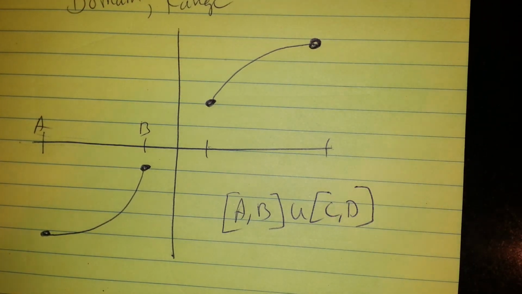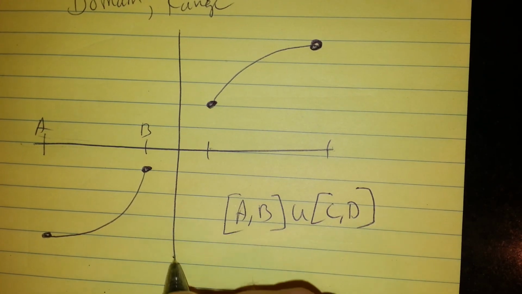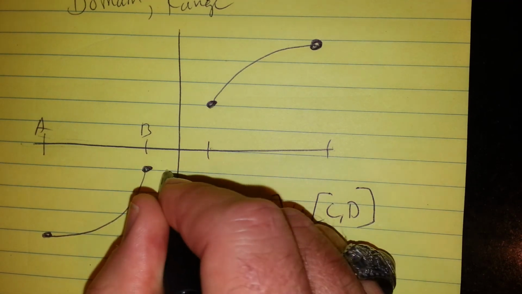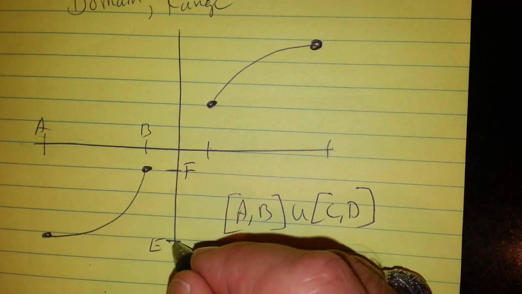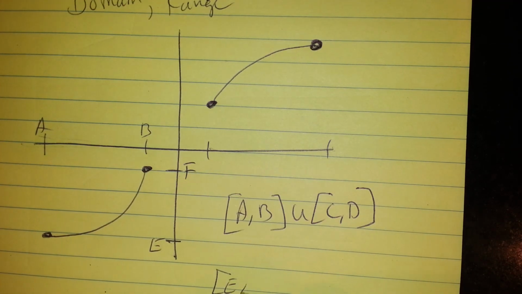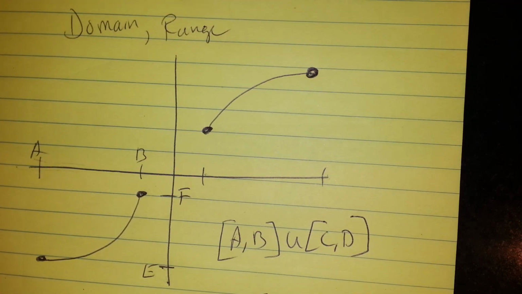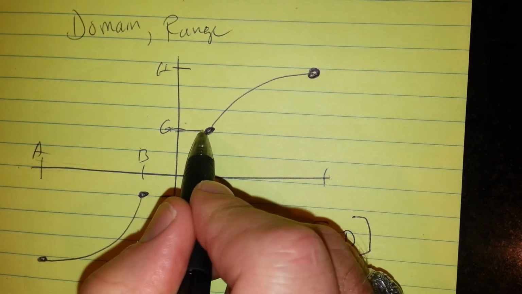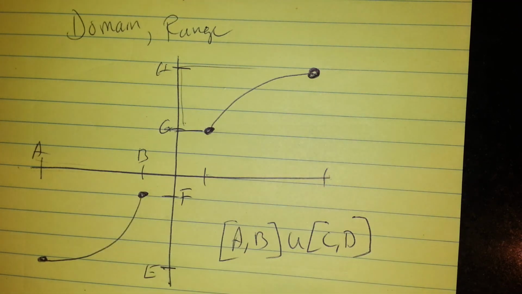All right? Now let's do range. I'm going up the Y highway. What mile markers do I have where my graph occurs? From here, let's say from E to F, I've got a graph. So from E to F, union G to H. From this mile marker to this mile marker, I've got a graph here. Okay?